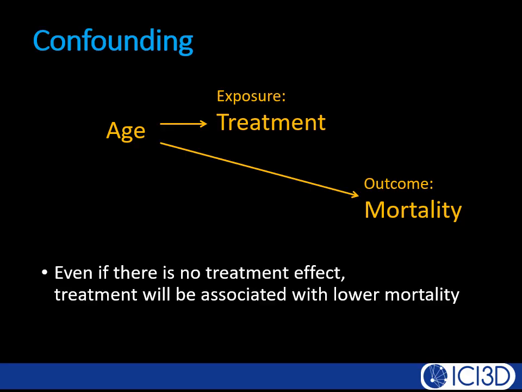This would mean that even if there was no treatment effect, treatment will still be seen to be associated with lower mortality. To explain that a bit more slowly, in our example, younger people are more likely to have the treatment. And so the treated group will have relatively more younger people than the untreated group. And because younger people have lower mortality, this then means that the treated group will also have lower mortality. More generally, confounding can distort relationships in different directions and to different extents.